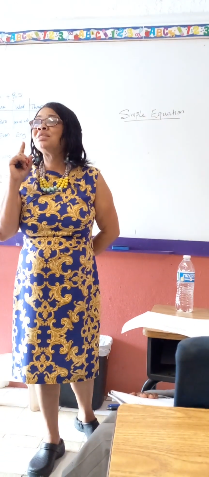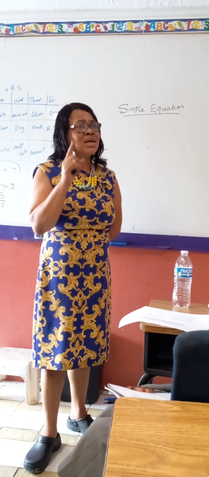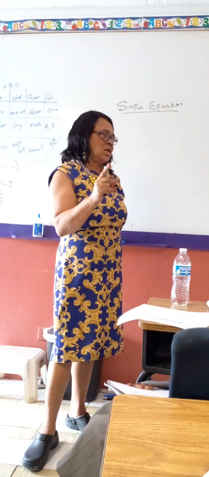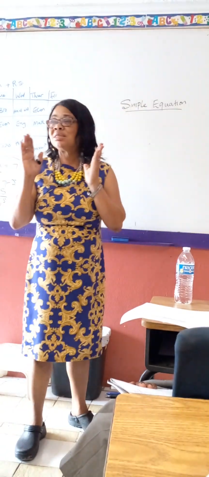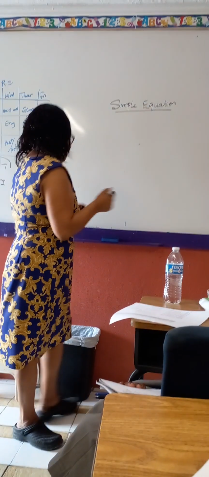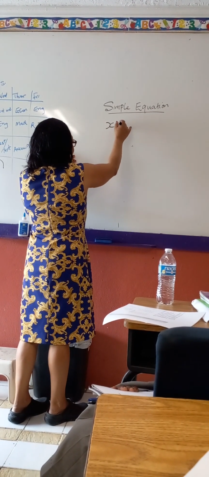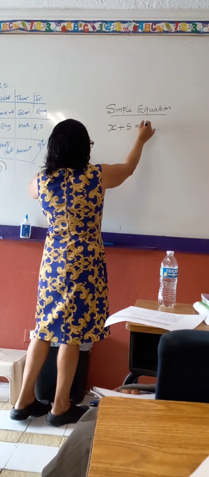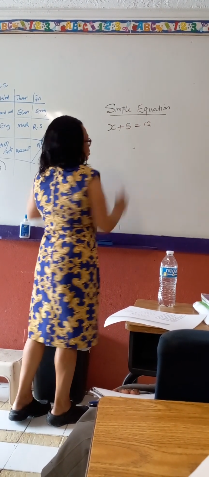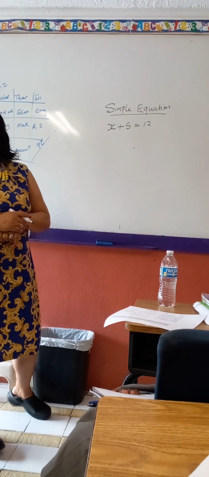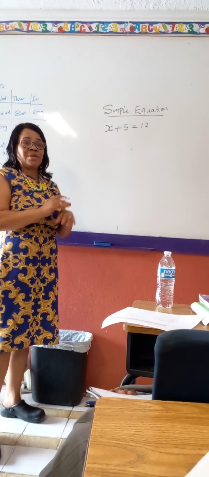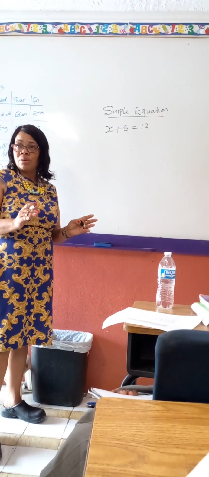It is simple. Notice what they call it? Simple equation. And that's because it is simple. Now, it can be 3 steps. The first one is where they give you a simple x plus 5 equals 12. That's the simplest form we can go.